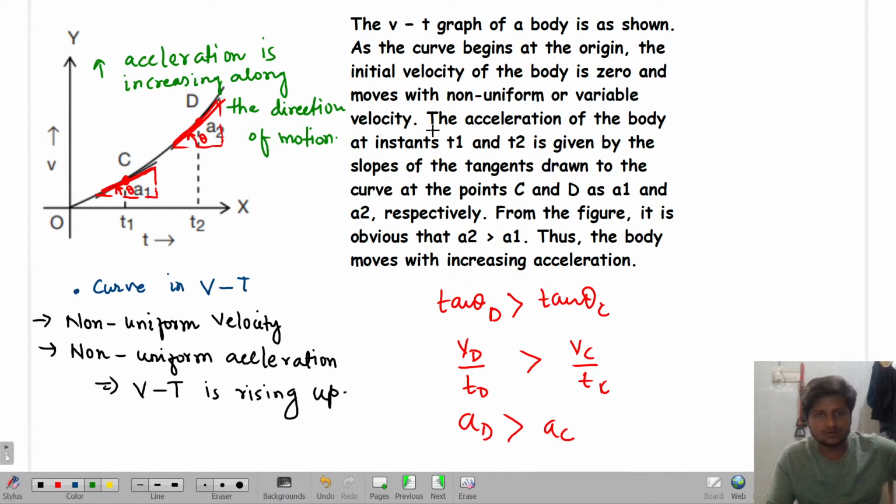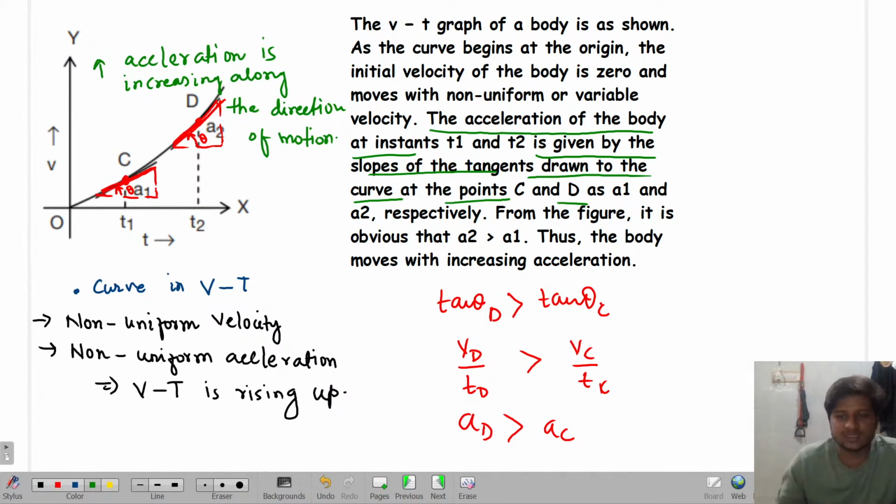Understood or not? The acceleration of the body at instants t1 and t2 is given by the slope of the tangents drawn to the points on the curve, at points C and D, as A1 and A2 respectively. We observe that the slope at D is greater than the slope at C. That is why it is a graph of increasing acceleration.